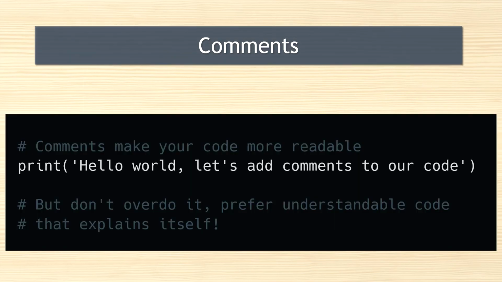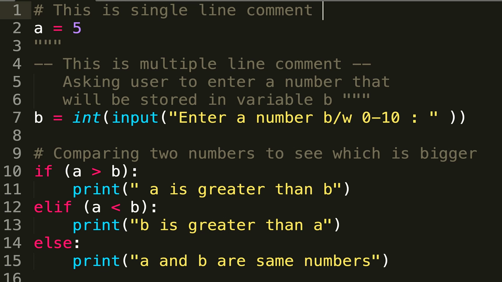Comments. Comments are like sticky notes you leave within your code for future reference. They don't affect how the code runs. Single-line comments start with a hashtag symbol, and continue to the end of the line. Multi-line comments start with 3 apostrophes, and span multiple lines until another set of 3 apostrophes.